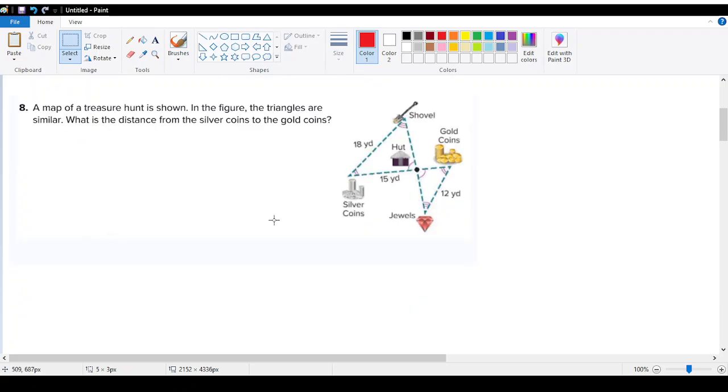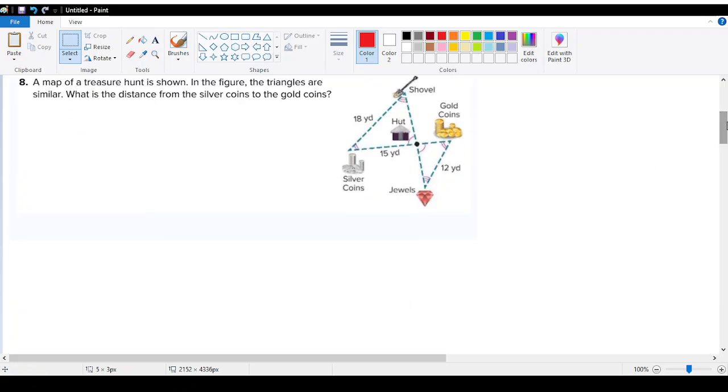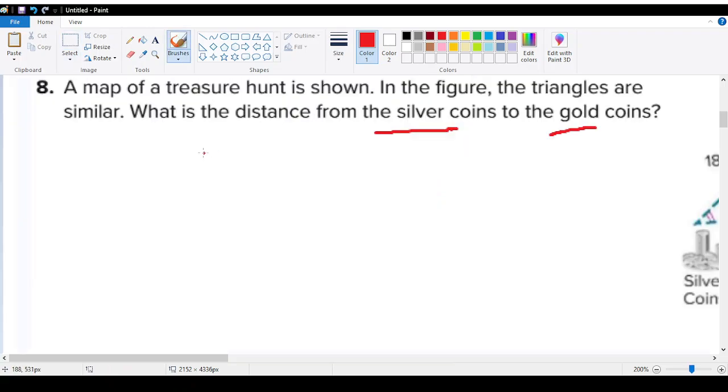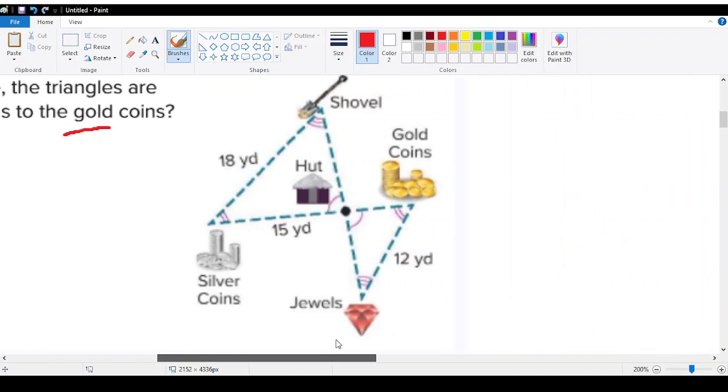Yalla Shamsa, read the question please. A map of a treasure hunt is shown in the figure. The triangles are similar. What is the distance from the silver coins to the gold coins? So he needs the distance from silver to gold. Let's see where the silver is. This is the silver, and this is the gold. So he needs this distance from here to here. We know that this is how much? This is 15. But we need to find this.